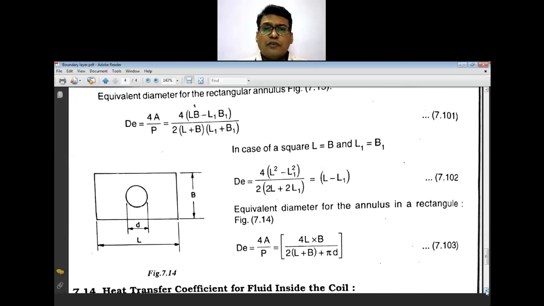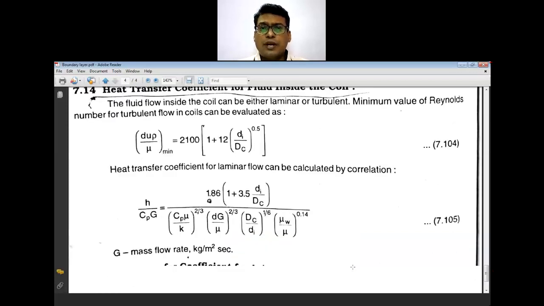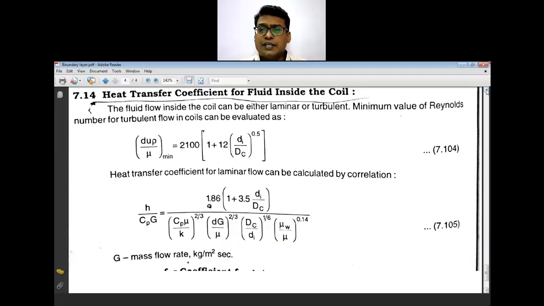So equivalent diameter for a rectangular annulus. Inside there is a pipe and outside there is a rectangle. For that also you can calculate the equivalent diameter for the annulus in a rectangular cross section. Now to calculate the different heat transfer coefficients for the fluid flowing inside the coil.